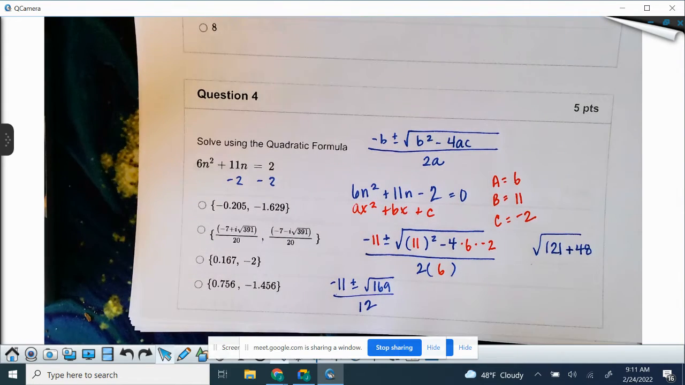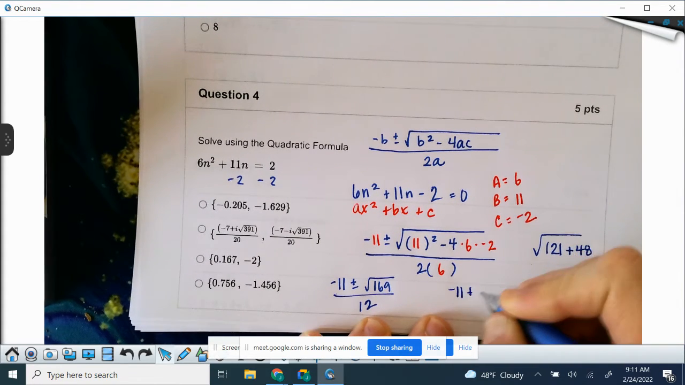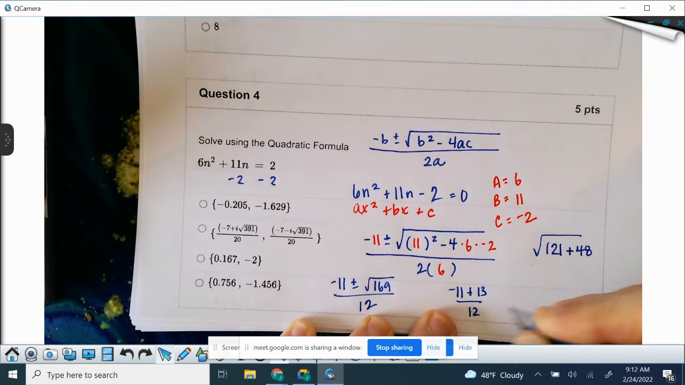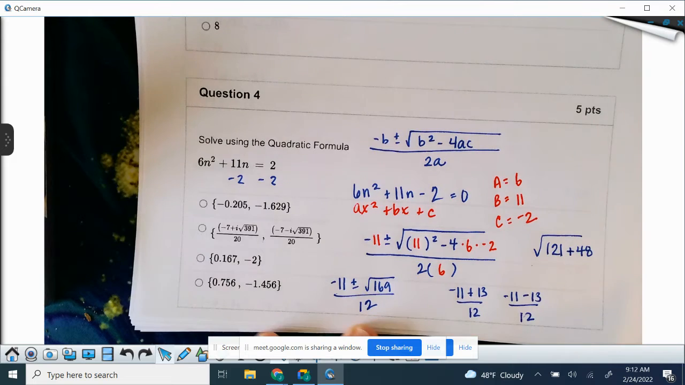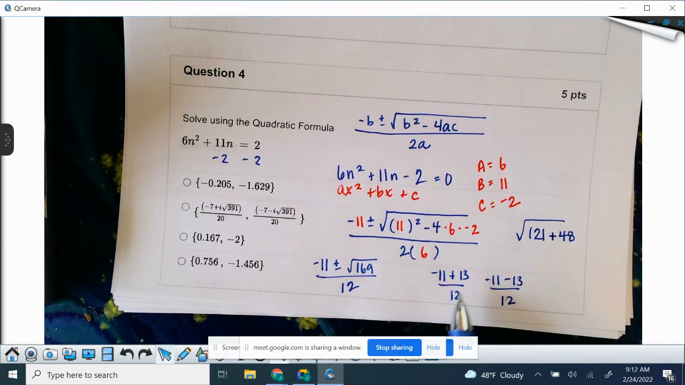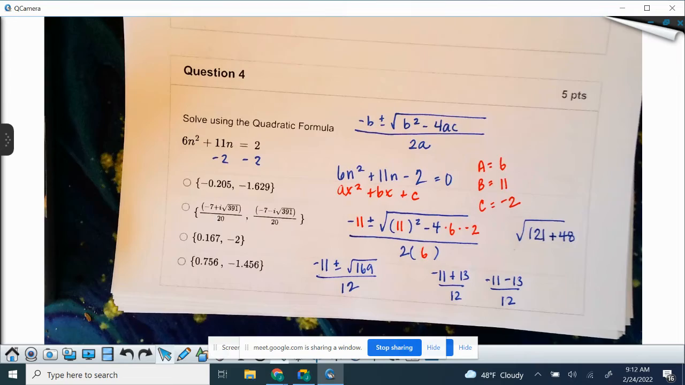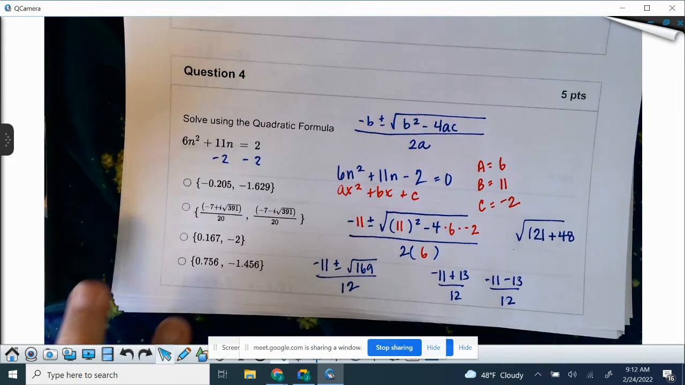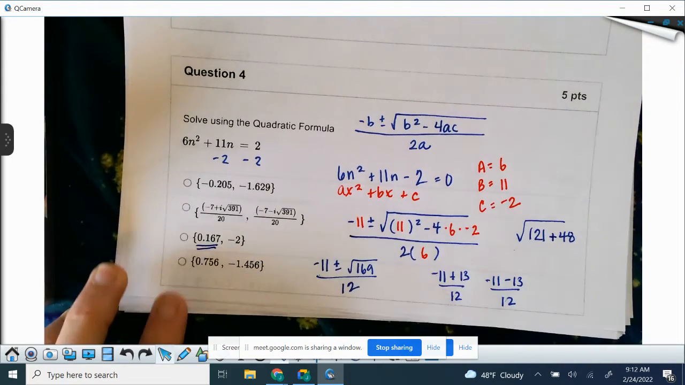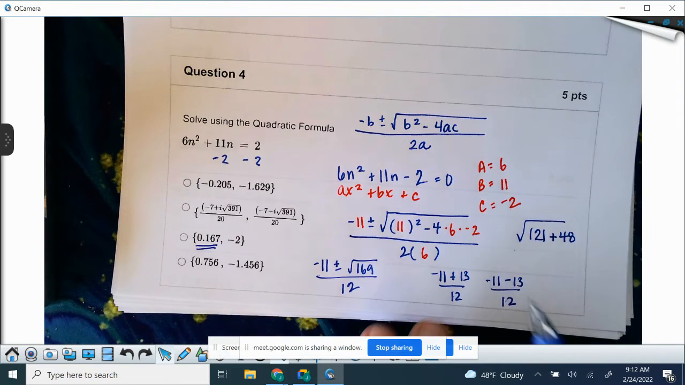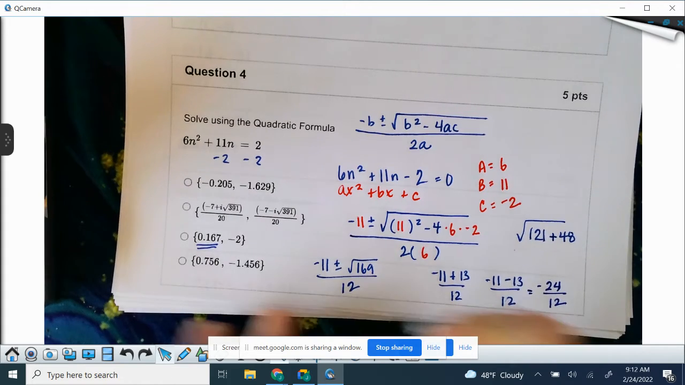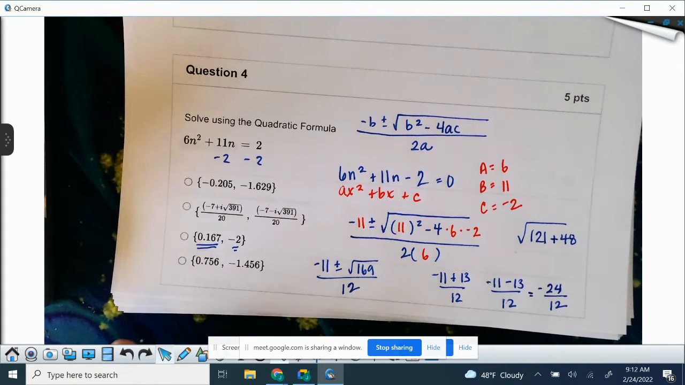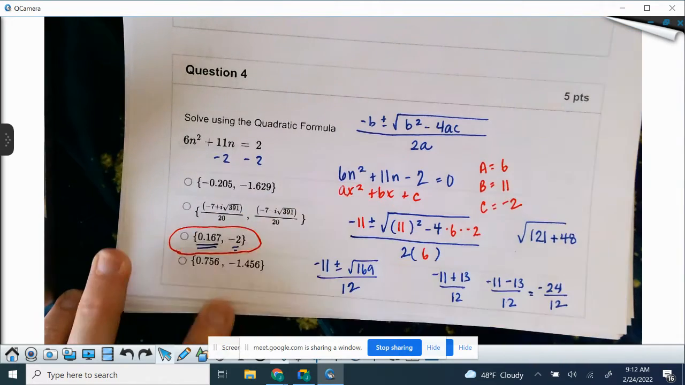I'm good. Negative 11 plus 13 over 12, negative 11 minus 13 over 12. So that's going to give us 2 over 12, which is 1.6 repeating, which looks like it should be this answer, ideally. And then negative 24 over 12 does give us that negative 2. So our answer would be, in this case, the third one, or C, depending on how you're looking at that bad boy.